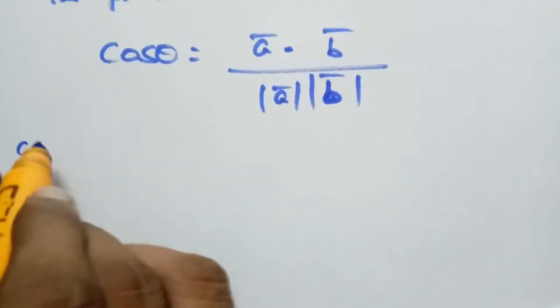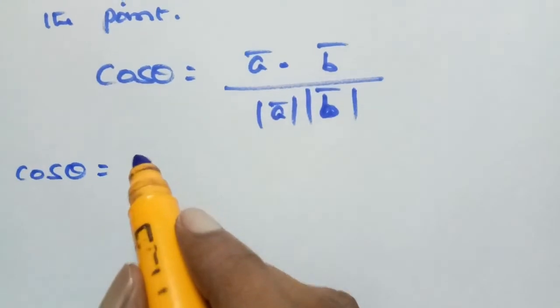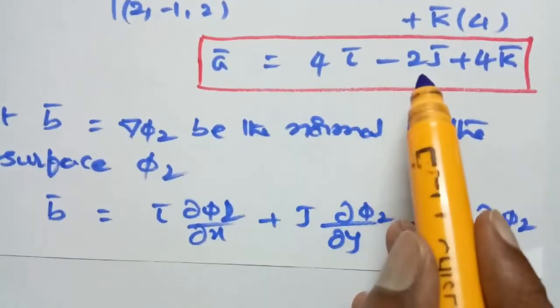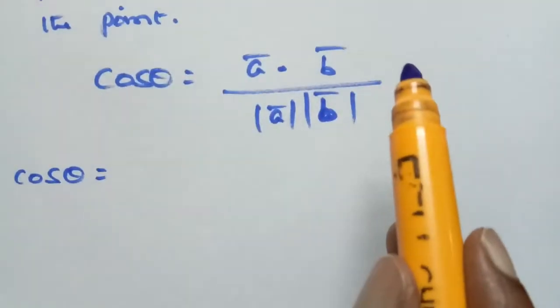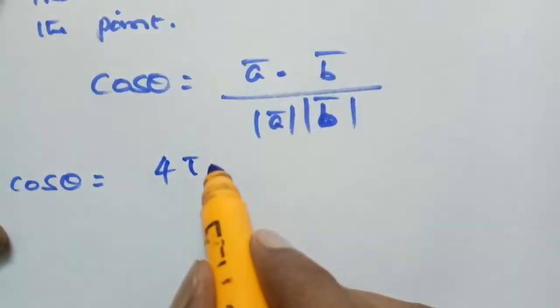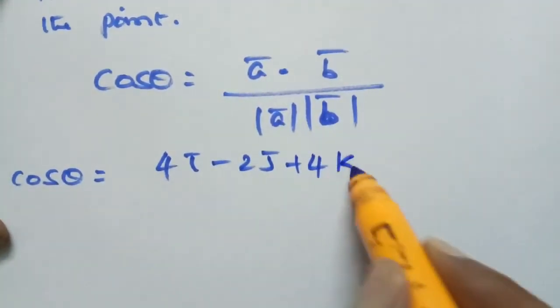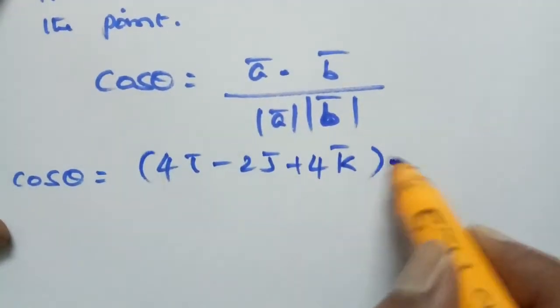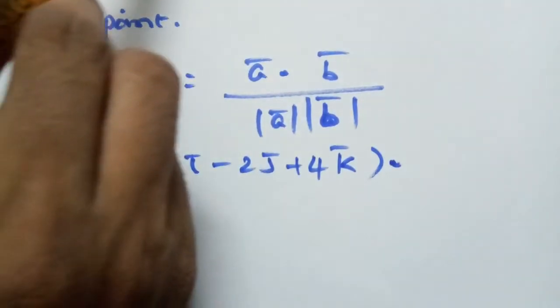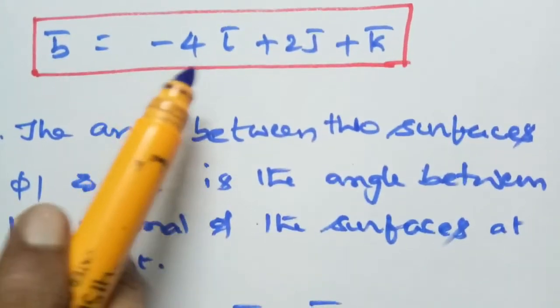Therefore cos theta equal to a bar. A bar is 4i bar minus 2j bar plus 4k bar, dot b bar. So b bar is minus 4i bar plus 2j bar plus k bar.